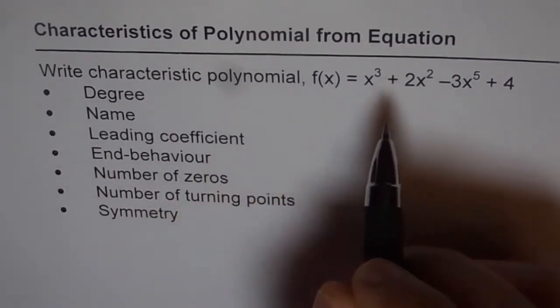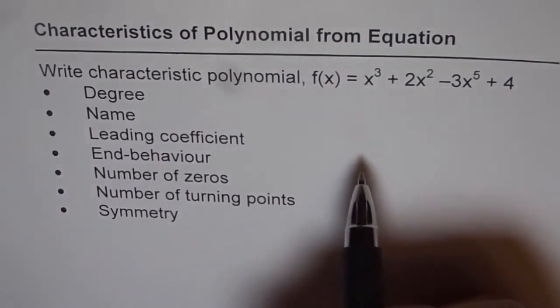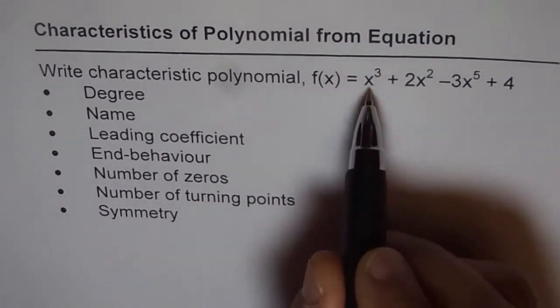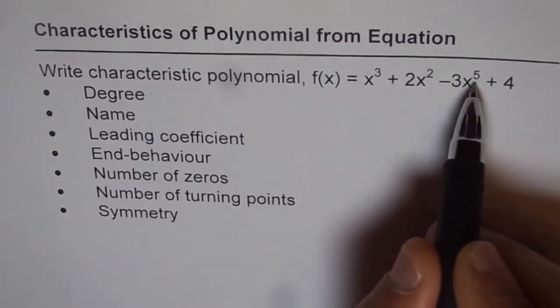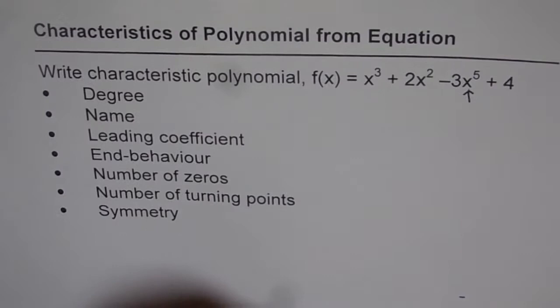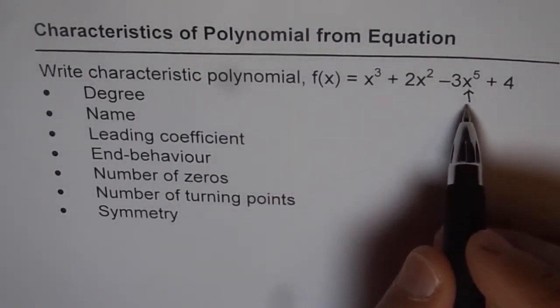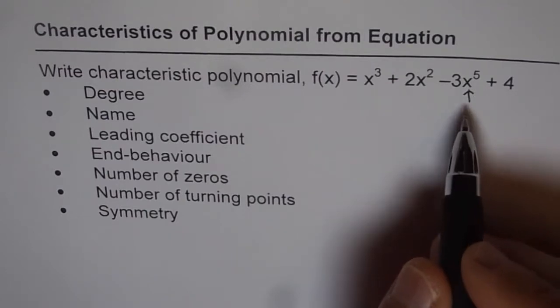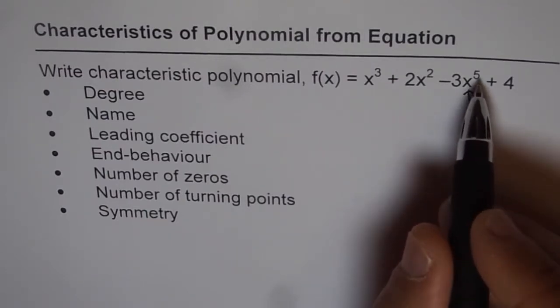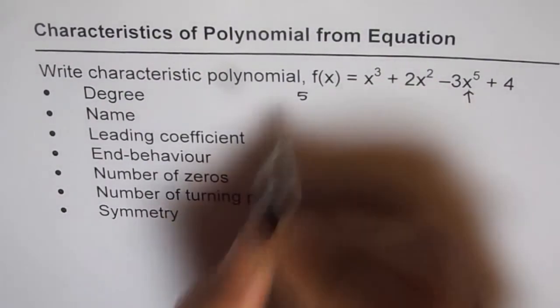Degree. Now you have to look very carefully in this particular polynomial equation. Degree is not 3. So the highest power here is 5. So that gives you the degree. Do you understand? So that is kind of tricking at times. So it can trick you in test paper. So be careful. So degree is 5. So degree of the polynomial is 5.